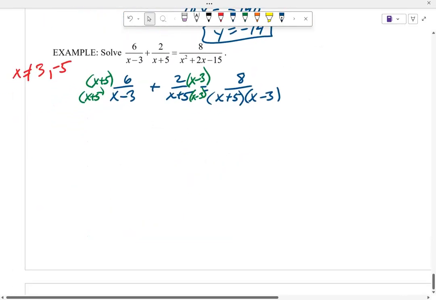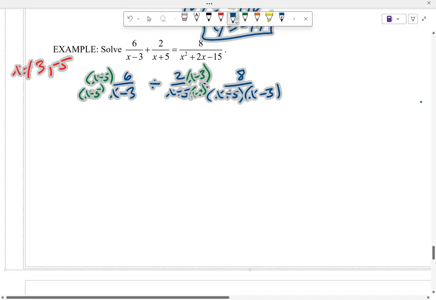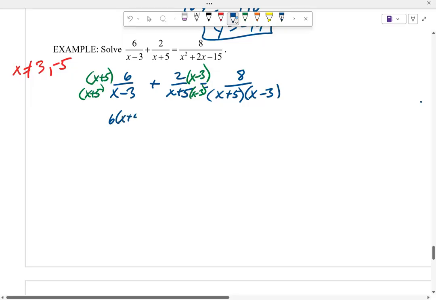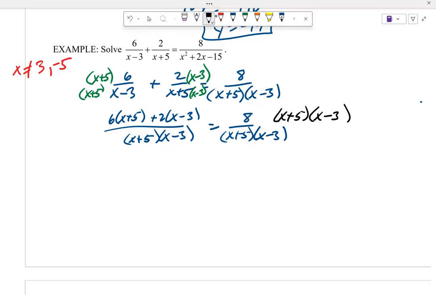So it looks like we have 6 times the quantity x plus 5 plus 2 times the quantity x minus 3, all over this common denominator of x plus 5, x minus 3, equals 8 over x plus 5, x minus 3. And notice if we multiply both sides by that x plus 5, x minus 3, it's going to cancel those common denominators.